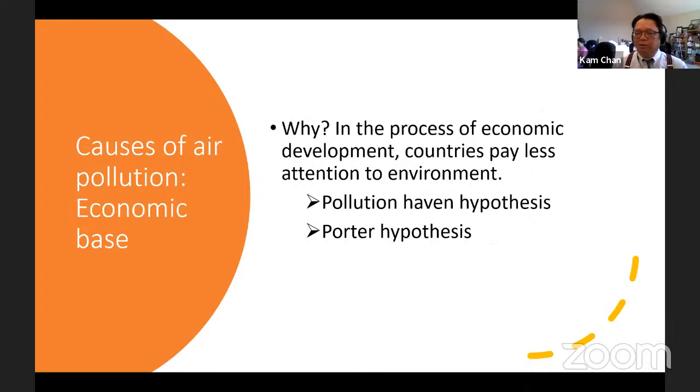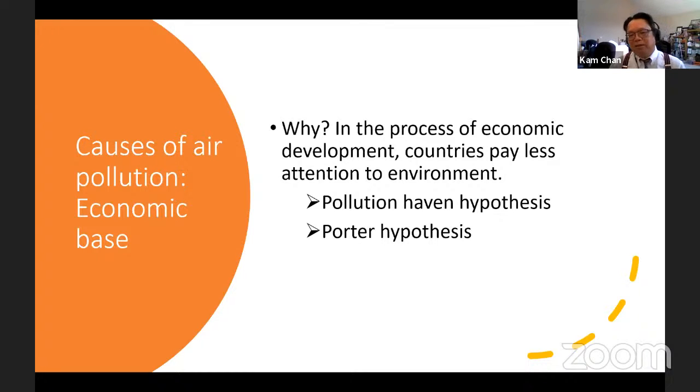There are two types of thinking about how pollution relates to a country's economic success. One is called the pollution haven hypothesis, in the sense that when a country starts to grow its economy, it also turns a blind eye to pollution, including air pollution. A lot of the time, developed countries with high-pollution industry move it to emerging economies or developing countries.